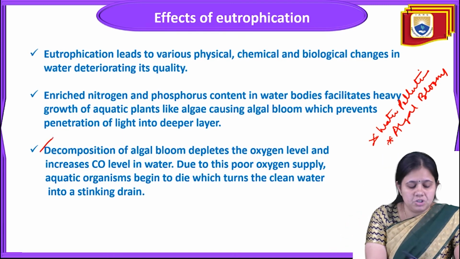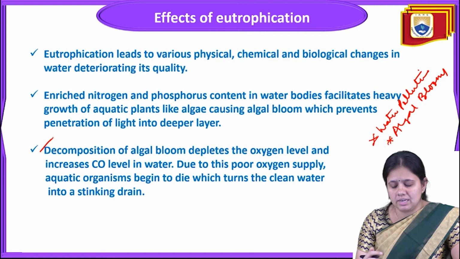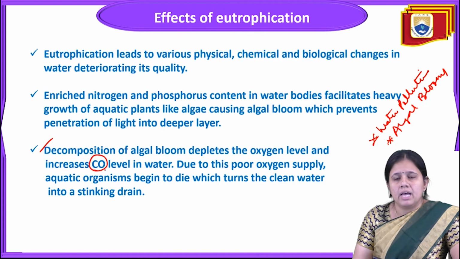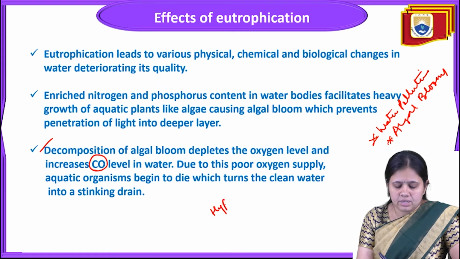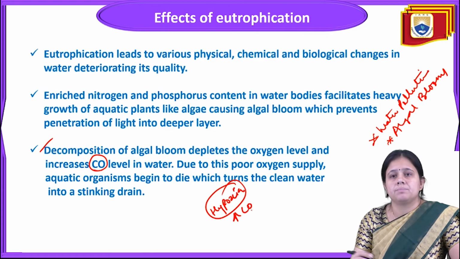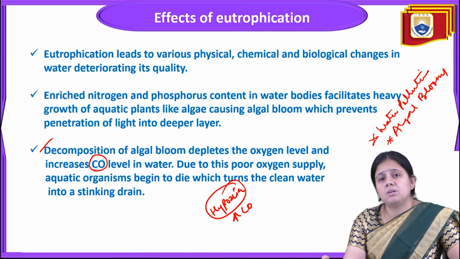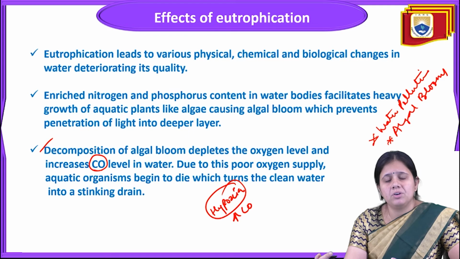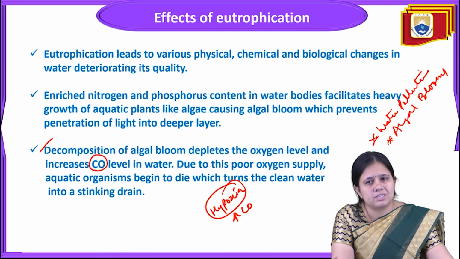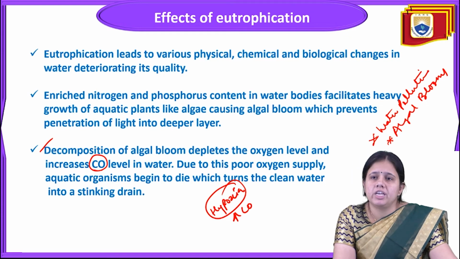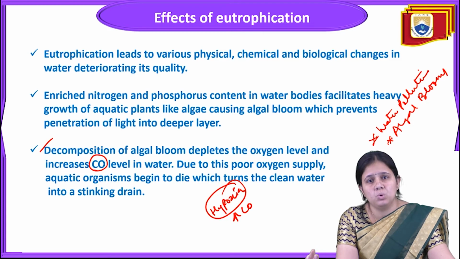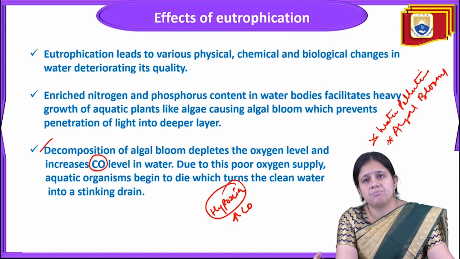Next is the decomposition of algal blooms deplete the oxygen level and increase carbon monoxide level in the water, and this condition is called as hypoxia condition, or increase in carbon monoxide. So due to poor supply of oxygen, aquatic organisms begin to die, which turns the clean water into a stinking drain. Obviously, this clean water will change into a stinking drain, means smell will come out, and this is called a stagnant pool also. So these were the effects of eutrophication.